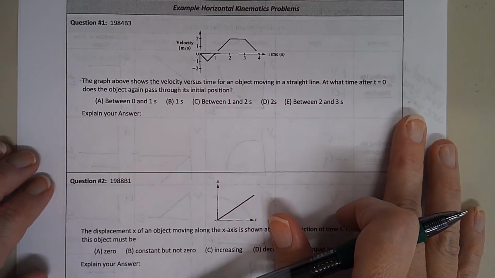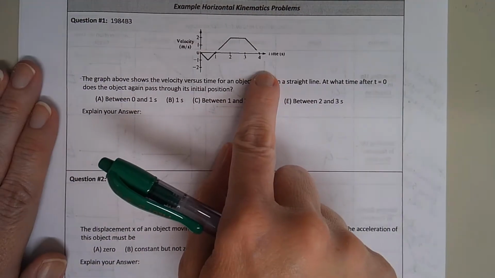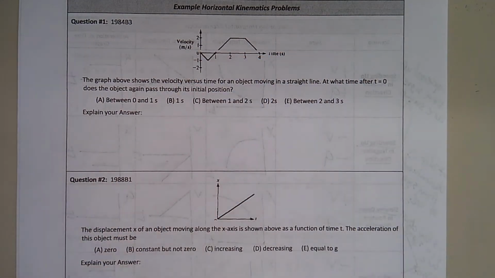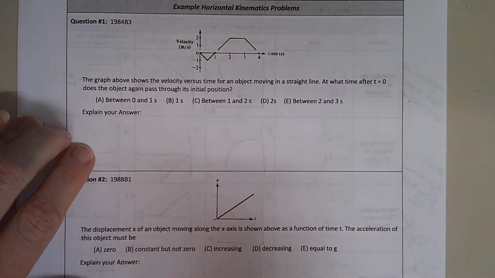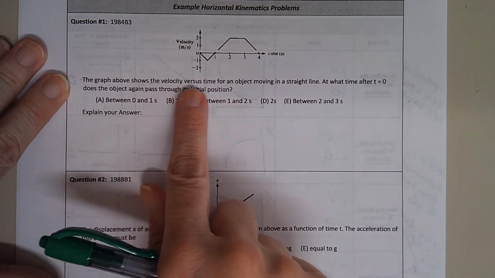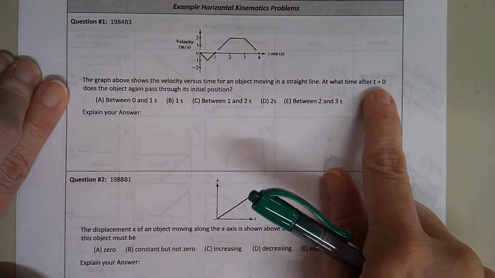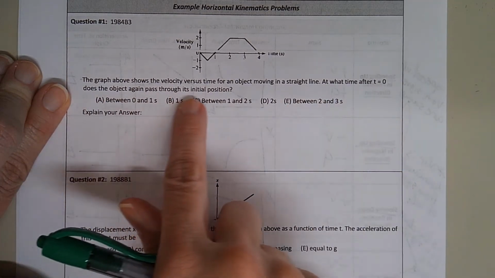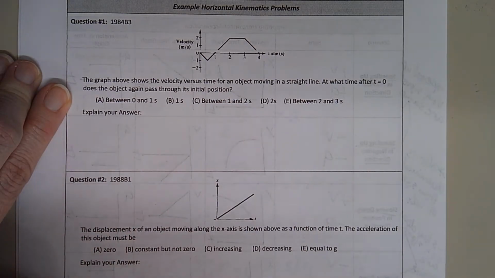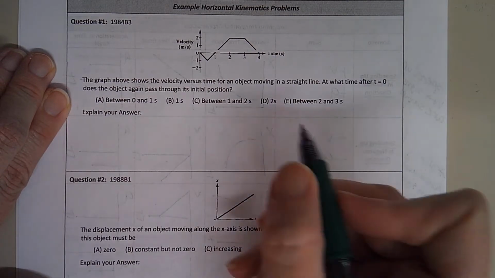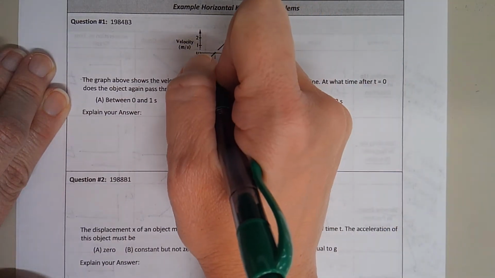So for this next problem, I have a curve, and this is velocity versus time. Sorry, the graphic is a little messed up, but you can still see that this is time, okay? It says the graph above shows velocity versus time for an object moving in a straight line. At what time, after t equals 0, does the object again pass through its initial position? Okay, so if I want to know the displacement, I need to figure out the area.